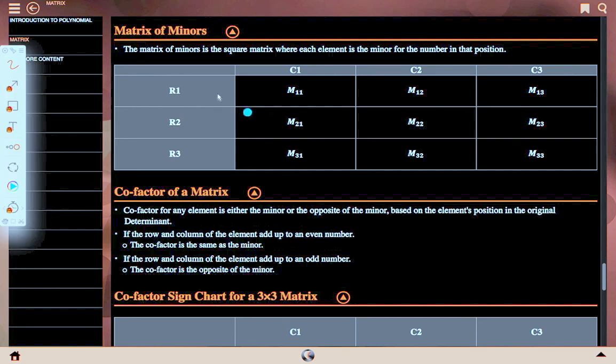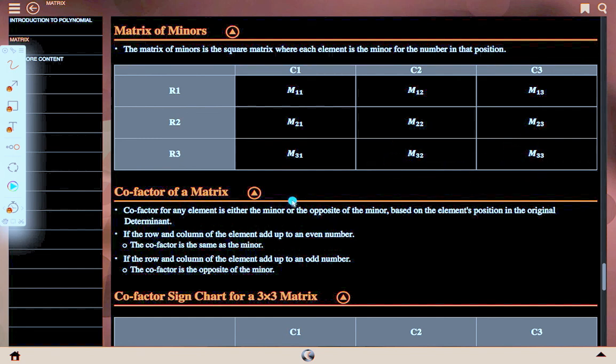Matrix of minors. Here, the matrix of minors is the square matrix where each element is the minor for the number in that position. Here C1, C2, C3, R1, R2, R3. Here comes M11, M12, M13, M21, M22, M23, M31, M32, M33.